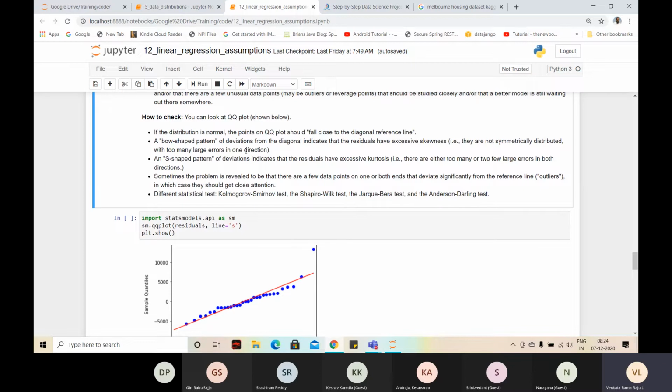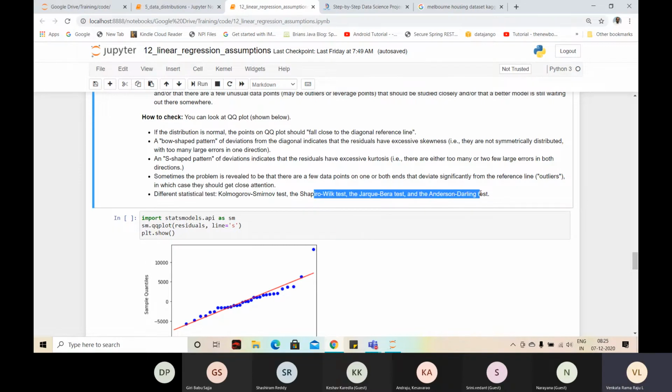When you look at a QQ plot, what do you get out of it? The points on the QQ plot should fall close to the diagonal reference line. A bowl-shaped pattern of deviations from the diagonal indicates that the residuals have excessive skewness. An S-shape shows excessive kurtosis. Sometimes the problem is revealed to be a few data points at both ends. Outliers are there.